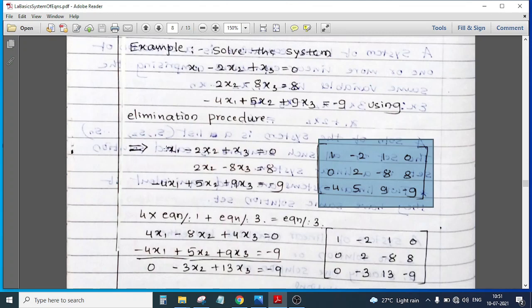So what are the coefficients here? The coefficient of x1 is 1, then minus 2, then plus 1. So you can see here 1, minus 2 and plus 1. What is there as a constant? 0. So as a constant you have 0. Similarly, what about the second equation? There is no x1 term, so you write 0 here. You have an x2 term, so write 2 here. Then minus 8 and 8. So 8 here is the constant. Similarly, the third equation.